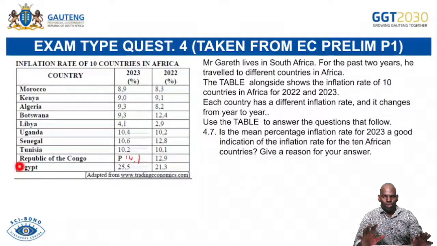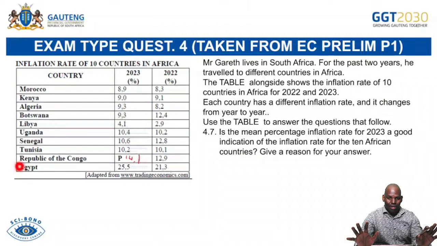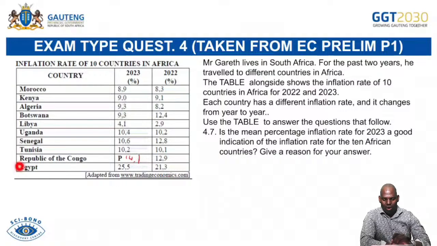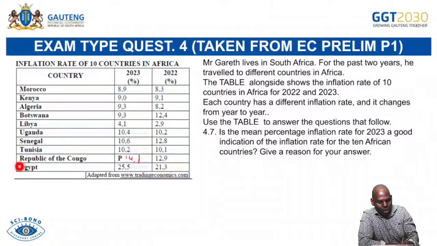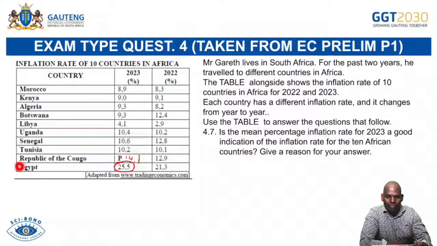And then with regard to mode, we say the mode is only used if the type of data is not numerical. If the type of data that is given is about colors, or the type of items and so on, then we can use the mode. Now they say, is the mean percentage a good indication of the inflation rate for the 10 African countries? No, it won't give us a good indication because we've got an outlier. If we have to use the mean, it will not give us a good indication.